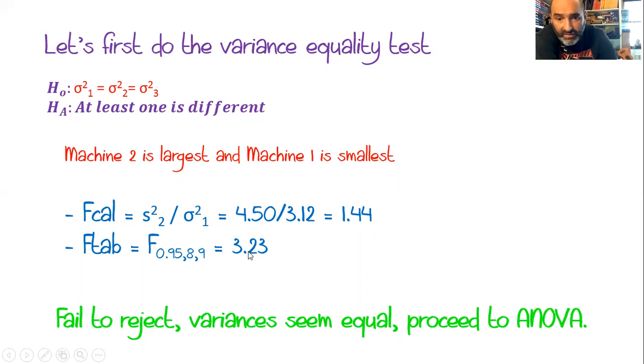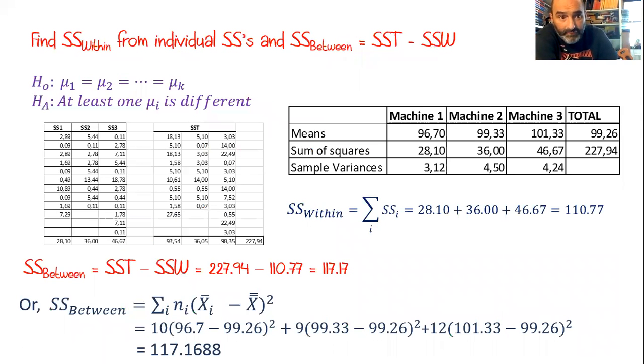It gives me 323. Calculated F value is 144, smaller, closer to 0. This is a fail to reject. They seem fine. So I fail to reject the equality between the largest and smallest. The third one is going to be somewhere between them, no problem. If you like, you could check, but there's no need. Proceed to analysis of variance.